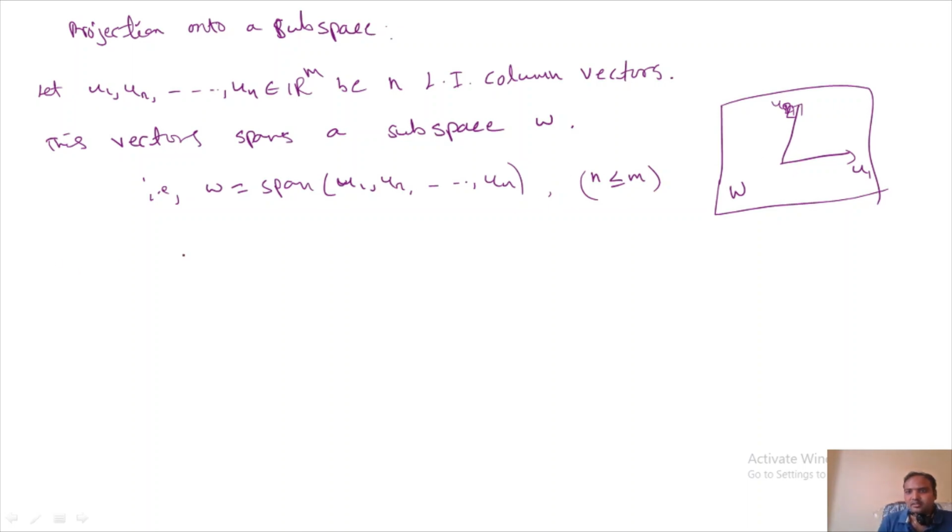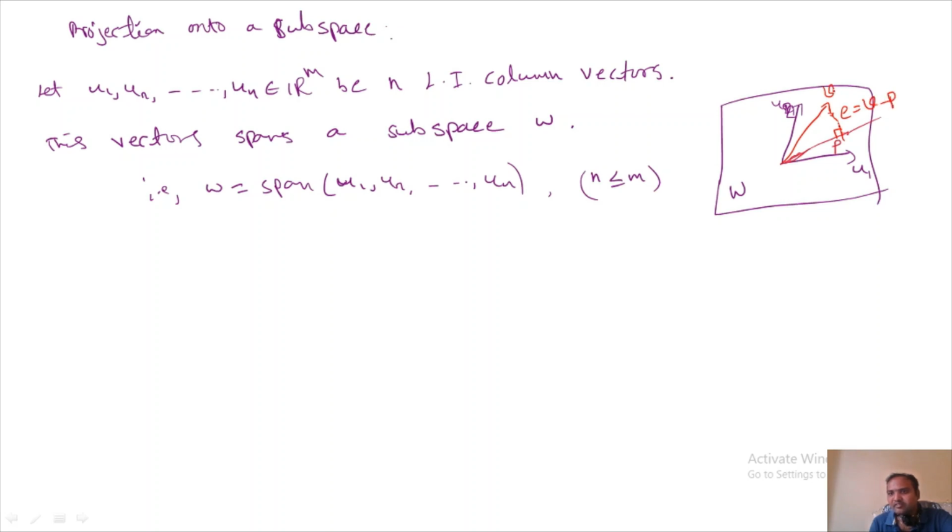So now our aim is to find the projection. Suppose I take a vector b in Rm, and I want to find the projection of this vector. Suppose this is the projection P. Take a dotted line from V to this projection. As we discussed in the last class, we get something orthogonal. This is the error vector, E, which is V minus P.